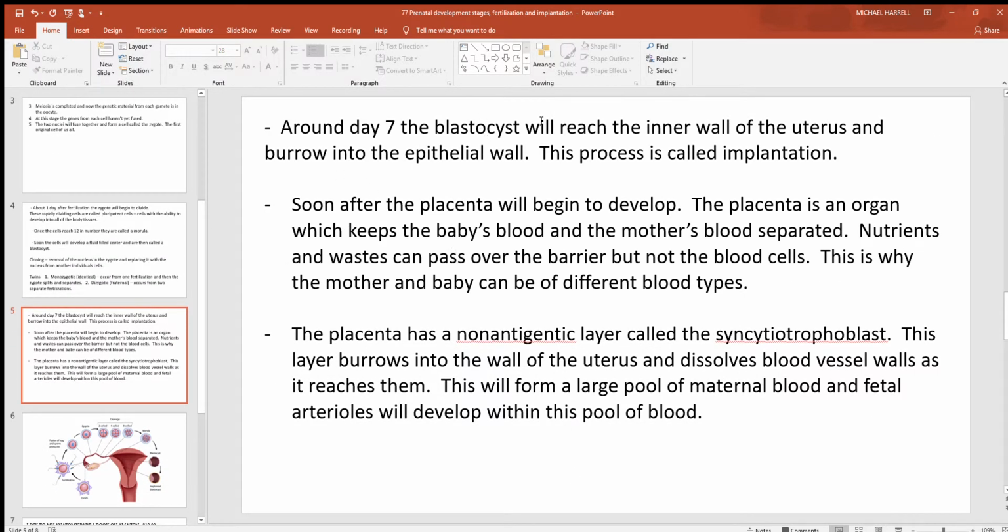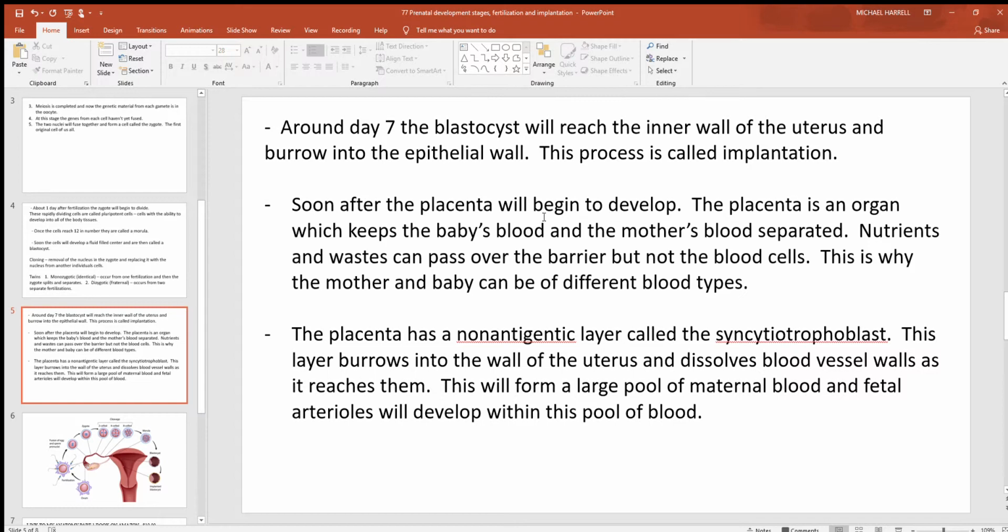Around day 7, that blastocyst is going to reach the inner wall of the uterus and start to burrow into that epithelial wall. There's an inner layer of epithelial cells on the inside of that uterus. This process is called implantation. Soon after that, the placenta will start to develop. That placenta, remember, is an organ that develops at the time of pregnancy and keeps the mother's and baby's blood separated. This is why their blood types do not have to be the same.